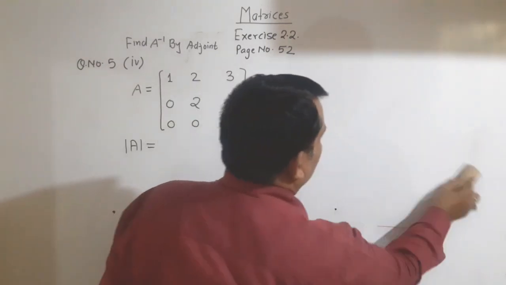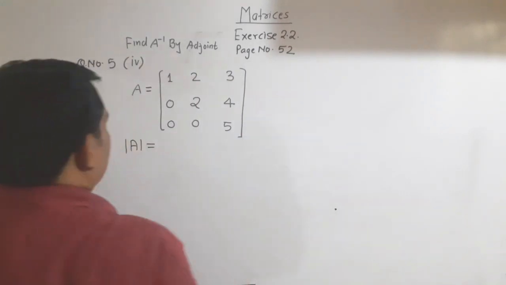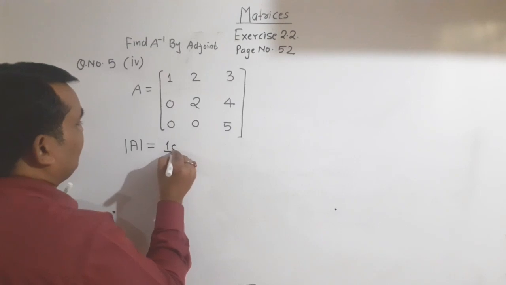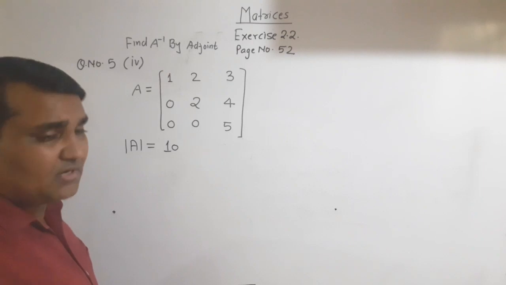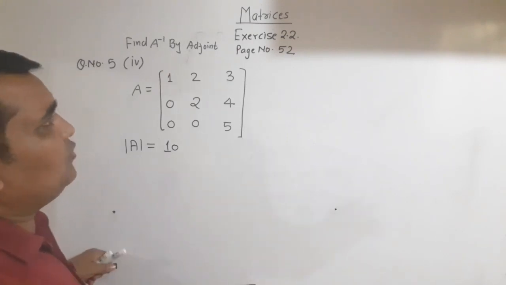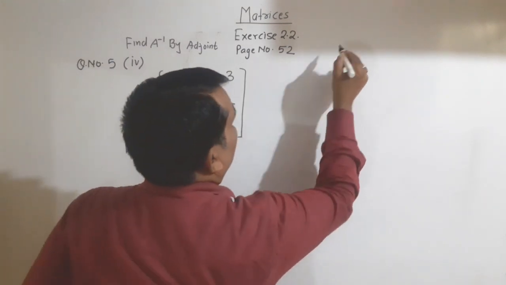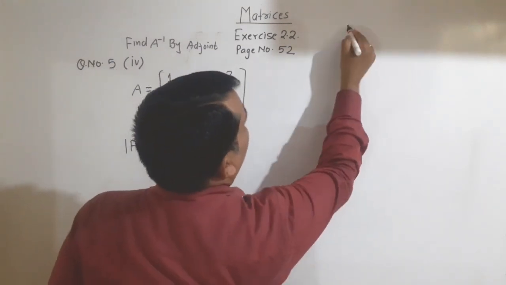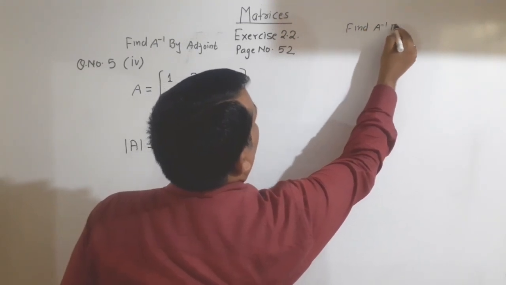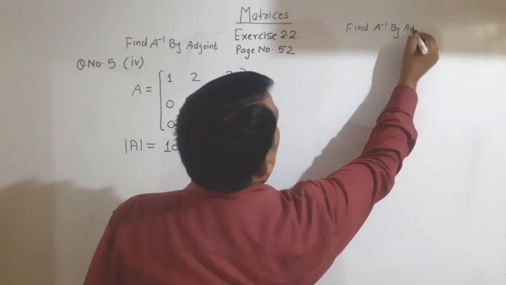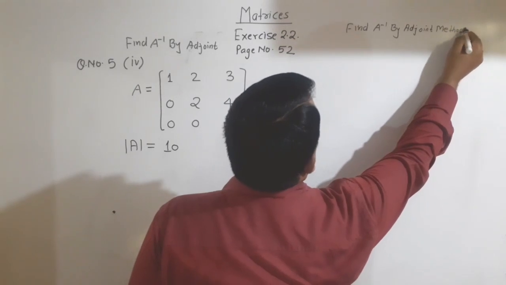So I got the determinant of A as 10. Now we have to find A inverse by the adjoint method. Dear, to find A inverse by the adjoint method, you have to follow these steps, like I am going to write down over here. Find A inverse by adjoint method. By the adjoint method, what will be your steps?